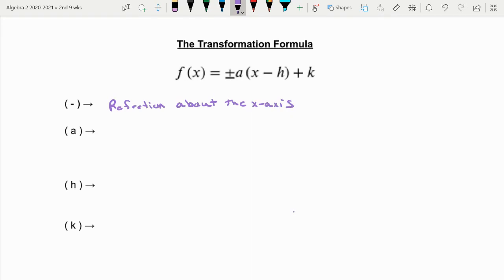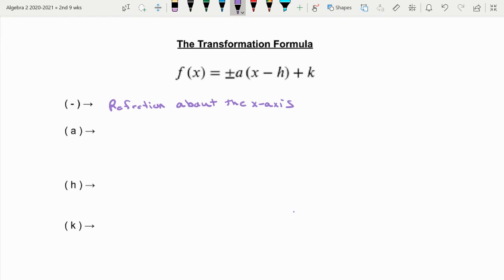Then we have the a value. Now, to be clear, the negative or the plus has no effect on what a does. So we're going to leave those plus or minus out of it and look at just the number that a is, the absolute value of a. So if a is a negative 5 or a negative 0.5, the negative part doesn't matter. The negative tells us it's a reflection about the x-axis. That's all we need. Now, as far as just the absolute value of that a number, it is going to tell us something. So we have two things that it can tell us.